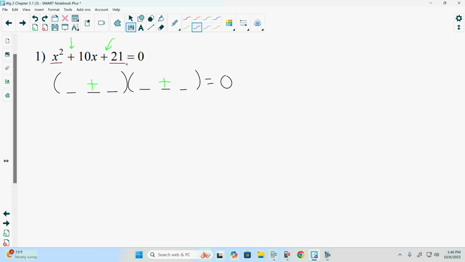Now we find the factors of the first and third term. So the first term is x squared. Well, the only factors of x squared are x and x. Factors of 21. Well, there's a few. 1 and 21, 3 and 7. Which one do we want to try first? 3 and 7.